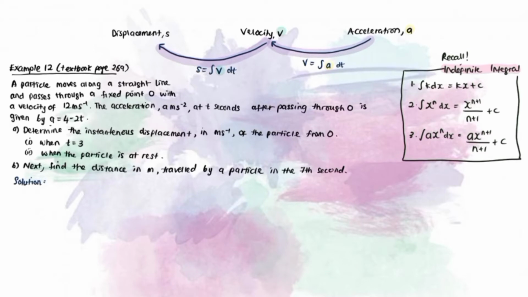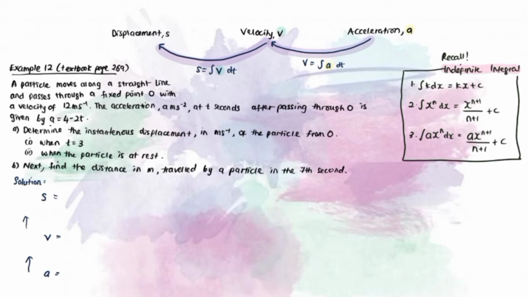Let's do example 12 in your textbook. A particle moves along a straight line and passes through a fixed point O with a velocity of 12 meters per second. The acceleration a at t seconds after passing through O is given by 4 minus 2t. Like before, we have to find the displacement, velocity and acceleration functions. Now we have to move upward and perform integration.